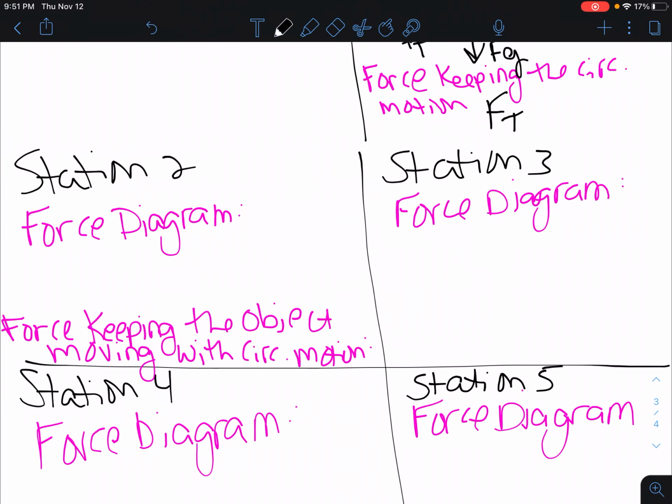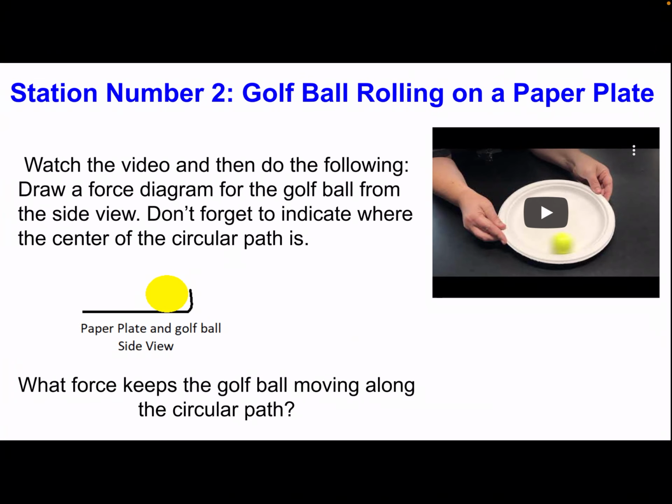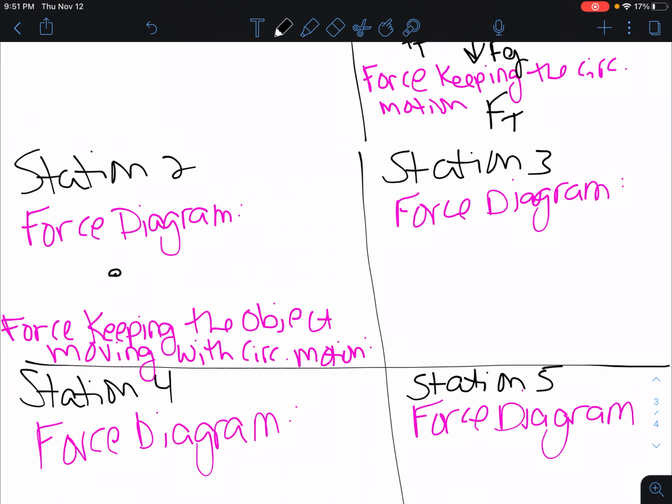So golf ball, pick a spot. Let's go ahead and pick the spot that's on my side view of the paper plate here. So the golf ball has, of course, the gravitational force pulling it down. It has the bottom part of the plate pushing it up. And then we had the plate and we had the golf ball and there's this side of the plate pushing it in. Well, that's still a solid surface, so that's going to be my normal force. And let me use a different color to indicate the center of the circle. There's my center of the circle.